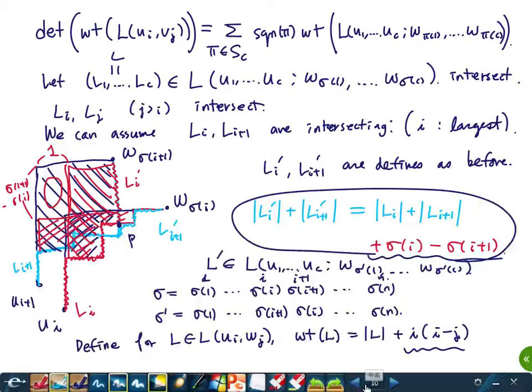So using this weight, we can cancel these two things, L and L prime. So after this, we will only get what? Non-intersecting lattice paths. Because if there is an intersection, we can make these into another one, and they have the same weight except the sign, so they will cancel in the sum. So we will get only non-intersecting lattice paths.